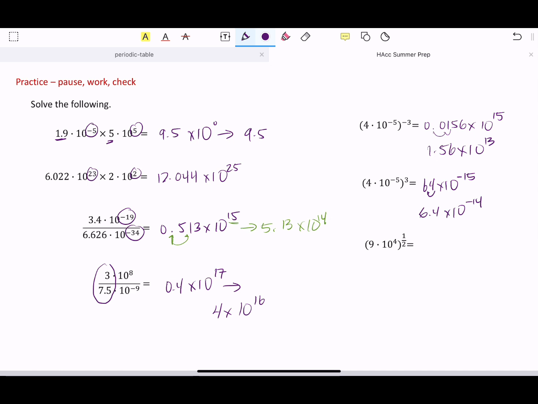And here we have 9 times 10 to the 4th raised to the 1/2. What does that mean? Raised to the 1/2 is the exact same thing as saying square root. That's what raised to the 1/2 power means. So the square root of 9 is 3, and raised to the 1/2 just means I multiply the 1/2 times the 4, which gives me that.